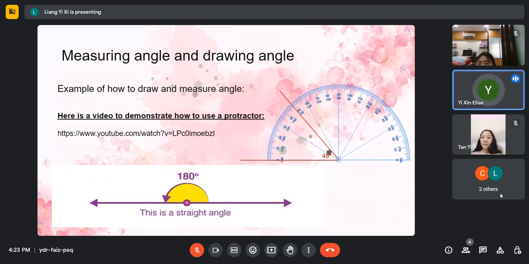Measuring angles and drawing angles. Here is an example of how to draw and measure an angle. Here is a video to demonstrate how to use a protractor.